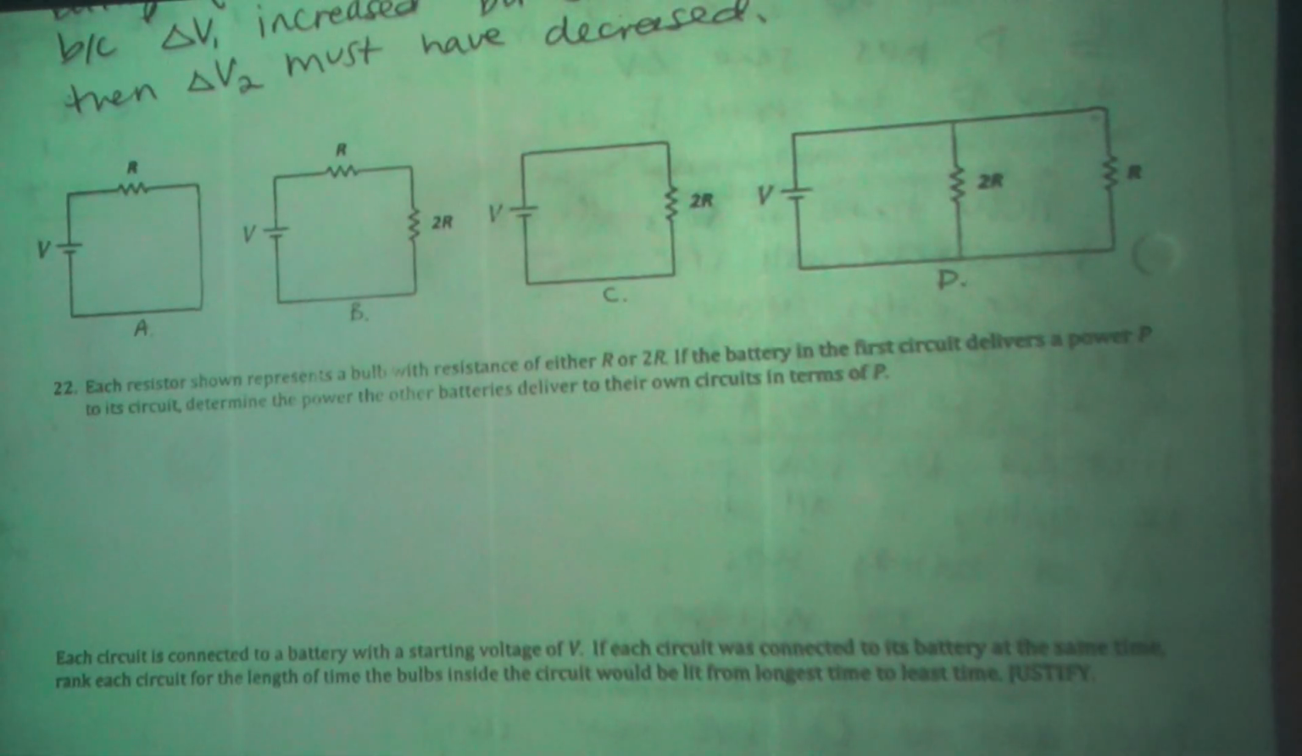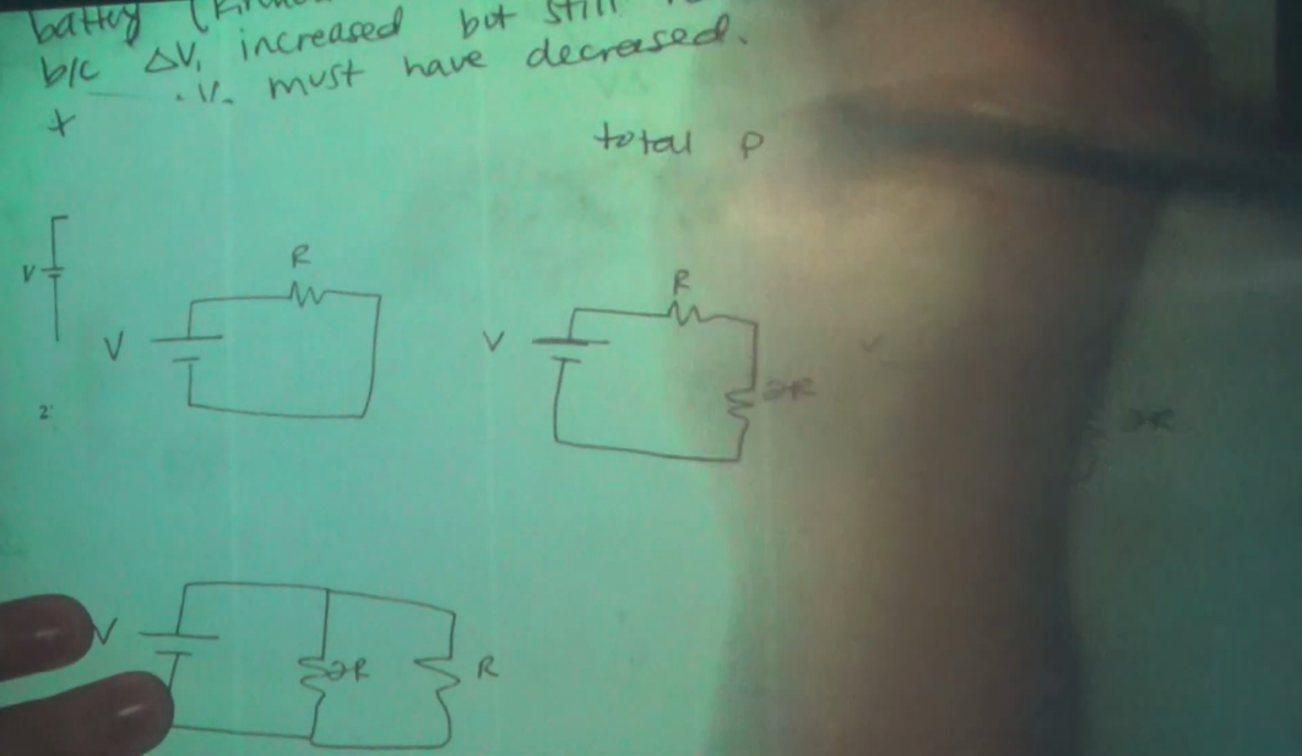Alright, 22. Each resistor represents a bulb with resistance R or 2R. If the battery in the first circuit delivers a power P, determine the power the other batteries deliver to their own circuits in terms of the original power P. So I have these drawn. Perfect.